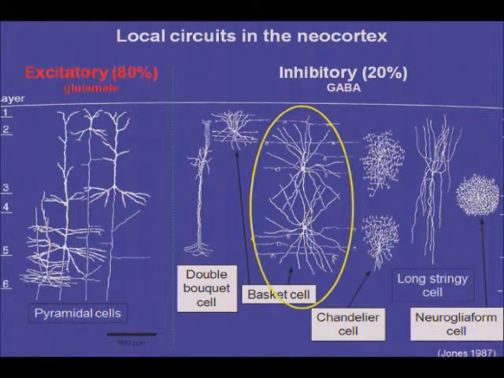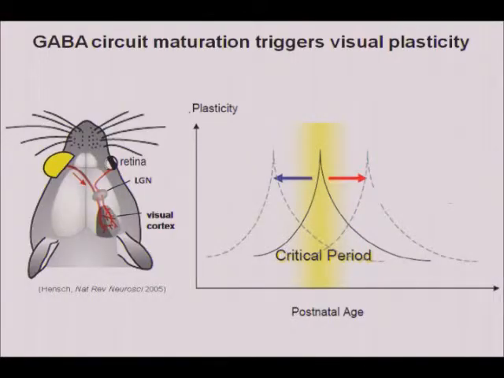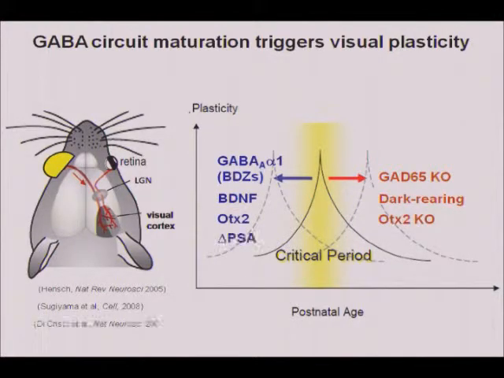So what's the evidence to say that inhibition is so important? Well, I'll just put it all up on the slide. It turns out that if you delay the development of the GABAergic or inhibitory system, the sensitivity to patching an eye is delayed indefinitely into chronologically adult ages.